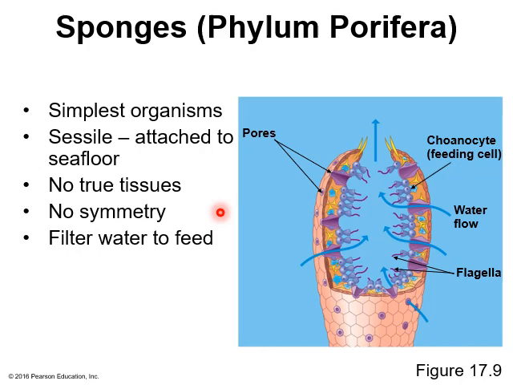And kind of the thing that sponges do the most is they filter water to feed. When we think of animals feeding, we tend to think of animals as being either carnivores or herbivores, right? So eating whole large things, whole large plants or whole large animals. But there's actually quite a few animals that eat small particles, and sponges are one of them.